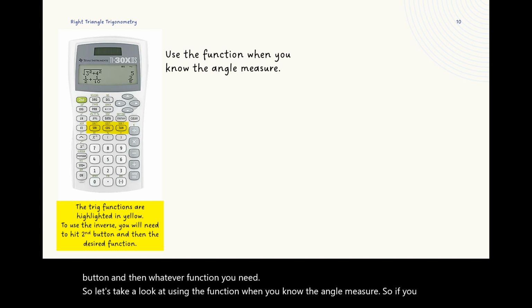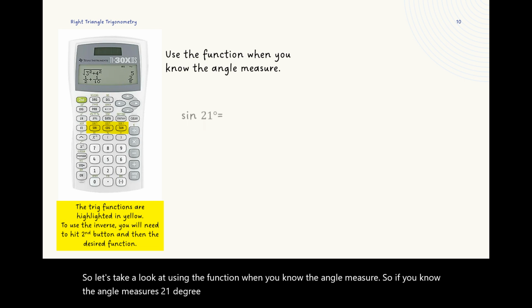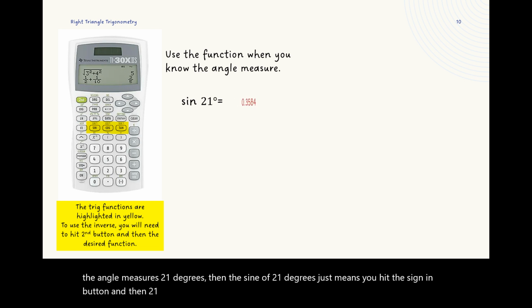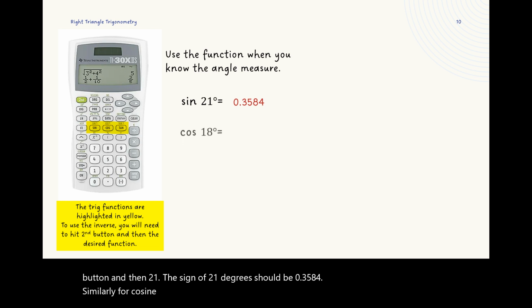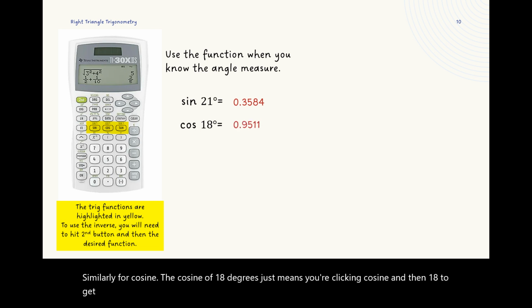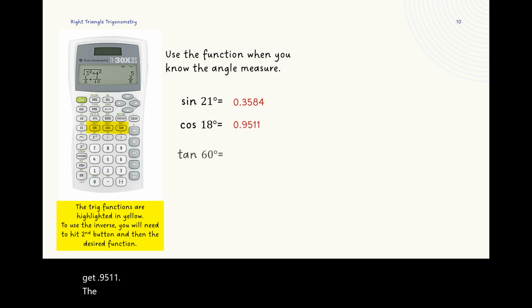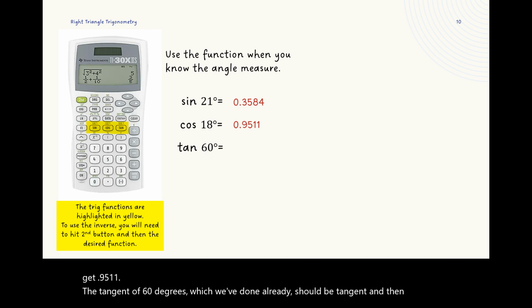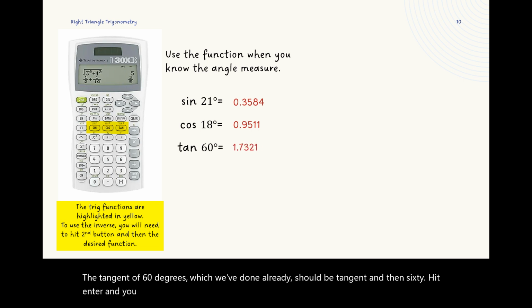So if you know the angle measure is 21 degrees, then the sine of 21 degrees just means you hit the sine button and then 21. The sine of 21 degrees should be 0.3584. Similarly for cosine, the cosine of 18 degrees just means you're clicking cosine and then 18 to get 0.9511. The tangent of 60 degrees, which we've done already, should be tangent and then 60. Hit enter, and you should get 1.7321.